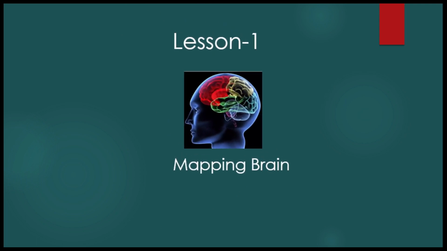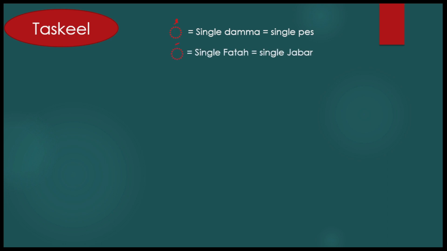Let's start with the first lessons. Lesson number 1. First, we will discuss very basic things about taskil. You know, this is called Dhamma, but in some regions this is also called Pesh. This is single Fatha or Jabr. This is Kasra or Jer. These three in Arabic are called Harkat. In English equivalent, we can say this is the short vowel in Arabic.